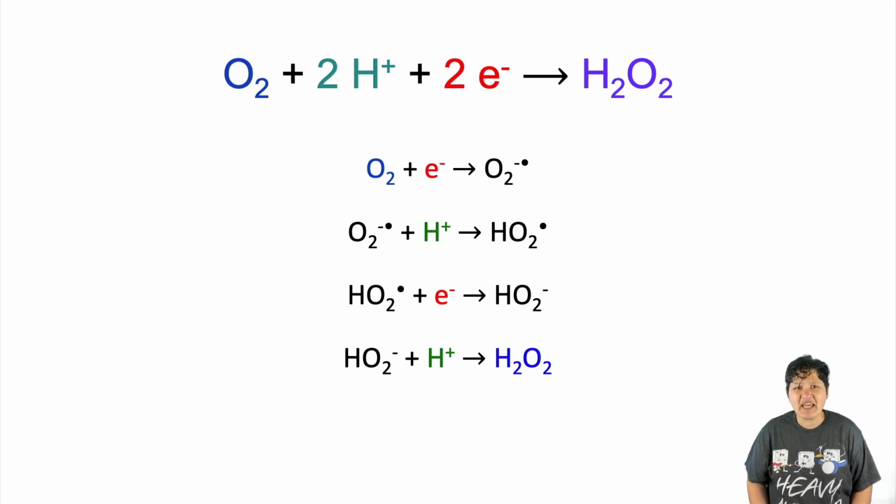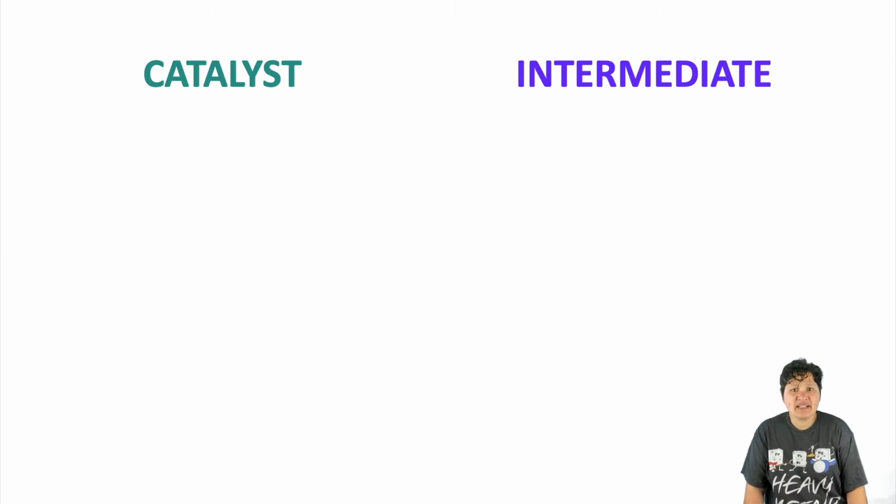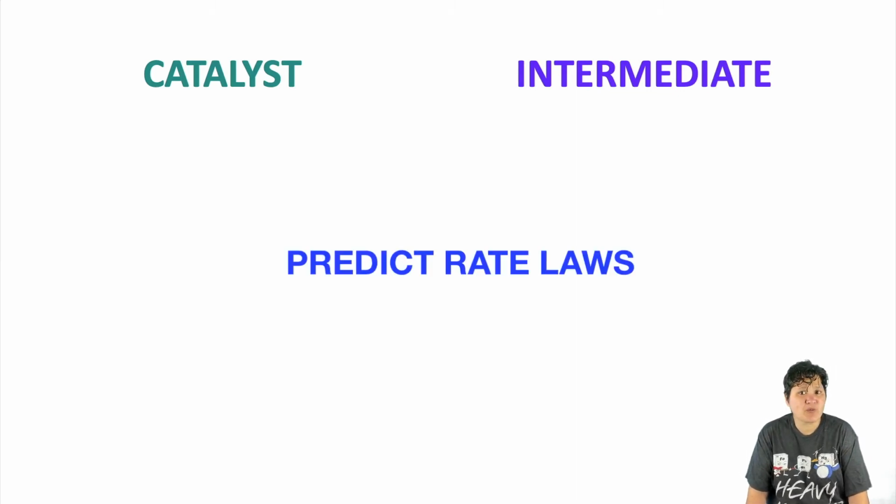So why do we even care about reaction mechanisms? Well, first of all, we can use reaction mechanisms to identify catalysts and intermediates. And secondly, we can use them to predict the reaction order of the kinetic rate law. Remember that when talking about kinetic rate laws, I told you that we can only determine the rate law experimentally.